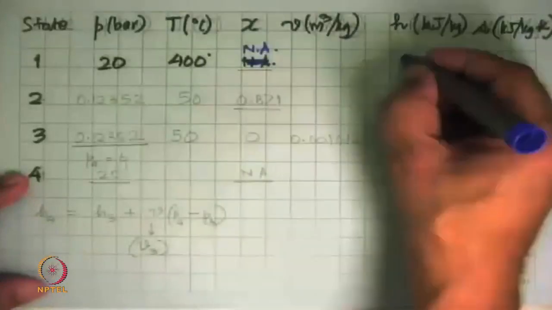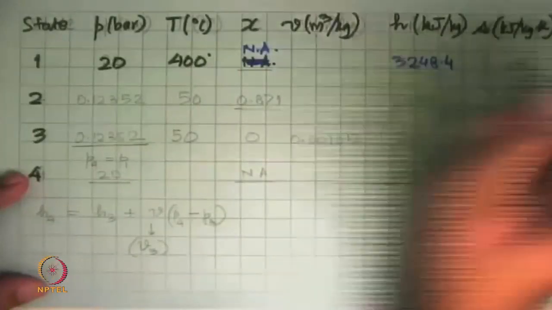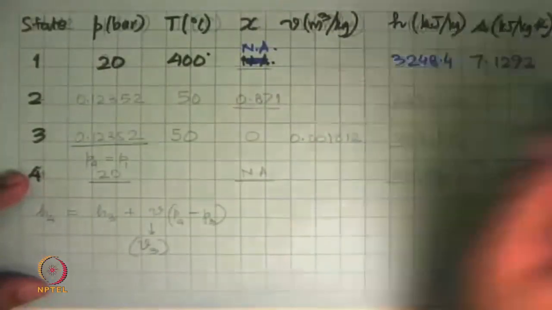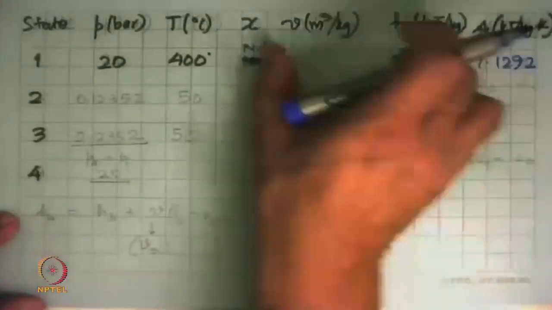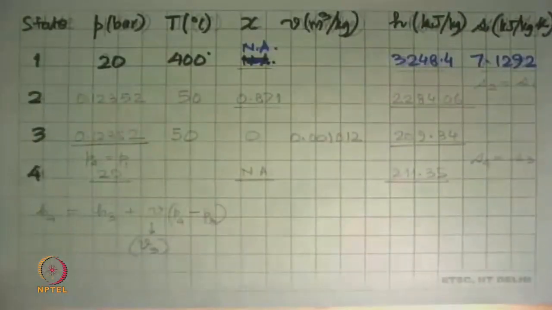And since these two are given, we can go to the property table, get the specific volume, we can get the specific enthalpy and write it there. From the table, we can get the specific entropy and we can write it over there. So these we calculated. This is what was given to us. What more is given to us?